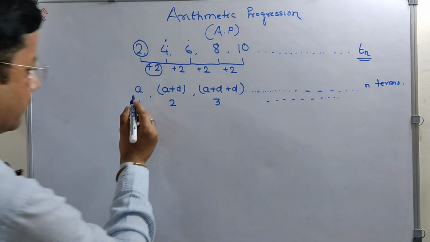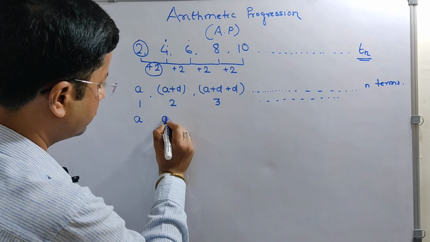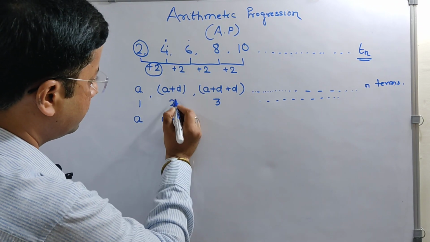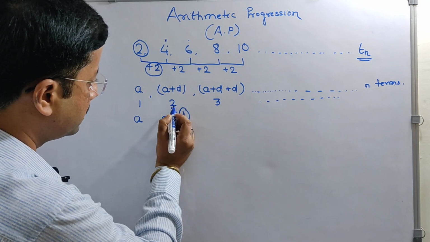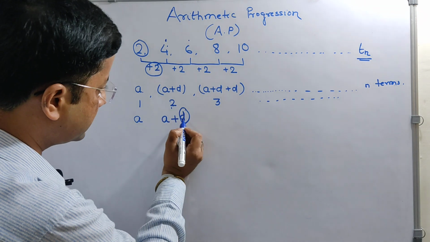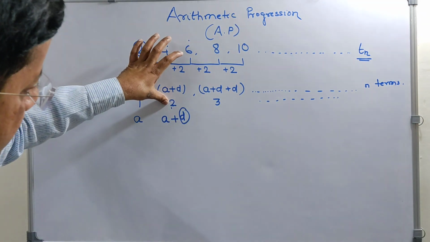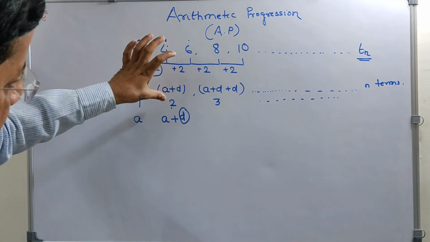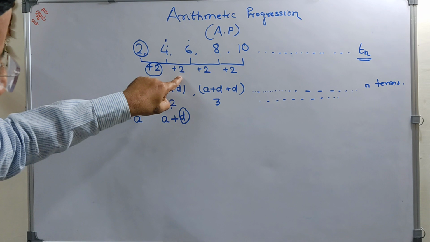Now what do we see here? This is the first term. For finding the second term, a plus, we are writing here d. Now what does it mean? d, for the second term, is 1 less than the term number. So whichever term we need to find out, the d is 1 less than the number of that term, like for the second term, the d is 1.